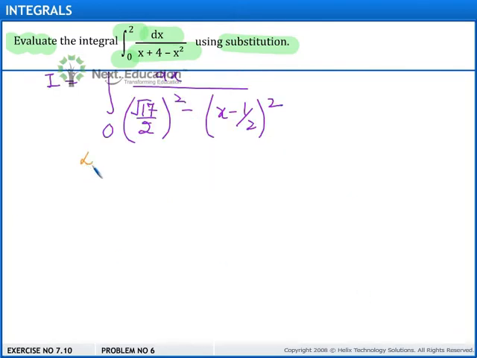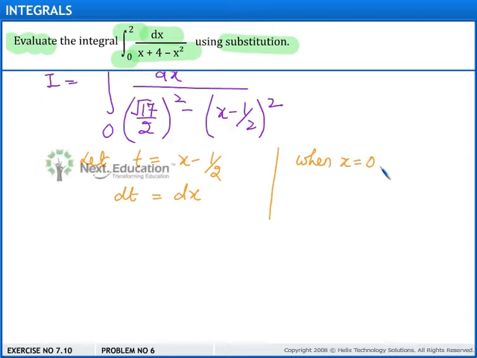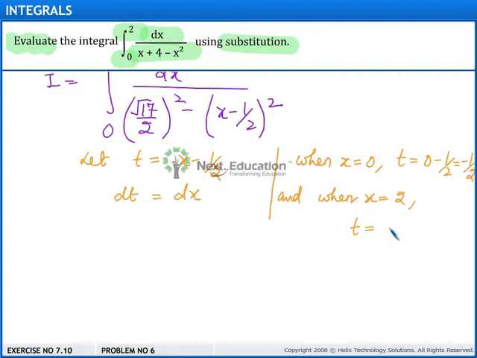Now, let us suppose that t is equal to x minus half. So, on differentiating both sides with respect to x, we have dt is equal to dx. Now, when x is equal to 0, then t is equal to 0 minus half, which is minus half. And when x is equal to 2, then t is equal to 2 minus half, which is 3 upon 2.